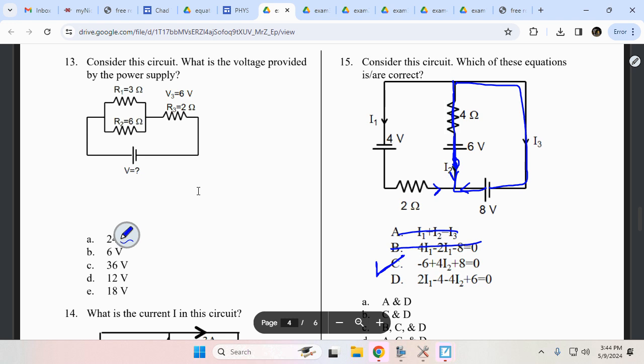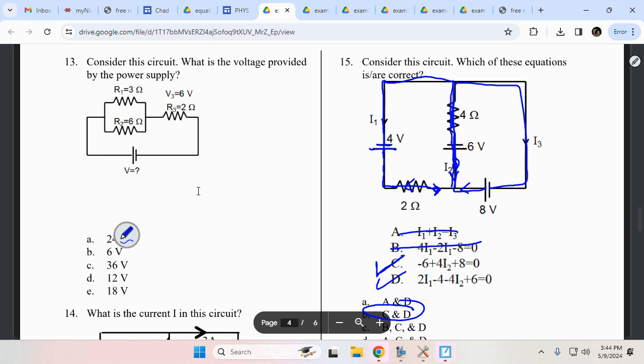And then positive 2I1. That means that I'm starting here and going in this direction because I'm going against the current. That's why it's plus 2I1. Minus 4. I'm going from the big side to the little side, so that's correct. Minus 4I2. That's correct because I'm going with the current. And then plus 6. That's correct. So these two are right. C and D are correct. B is the right answer on that one.